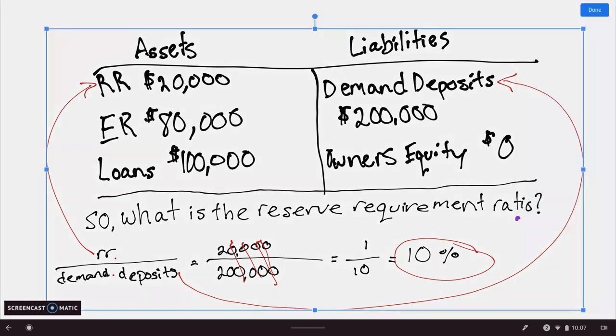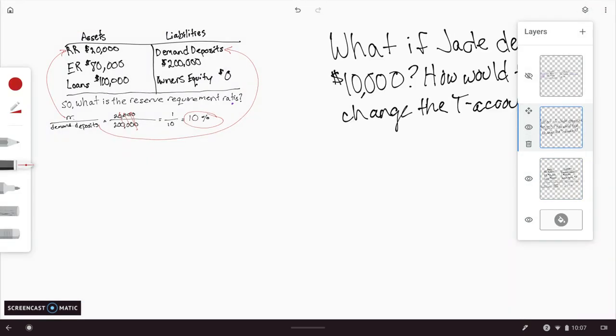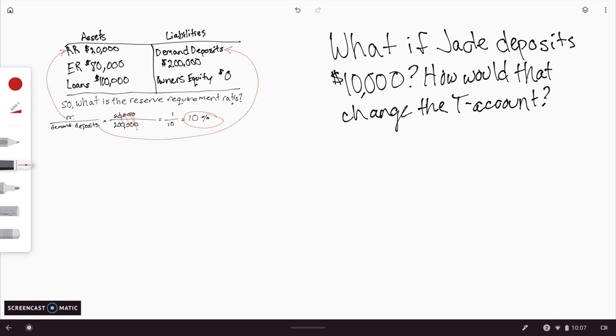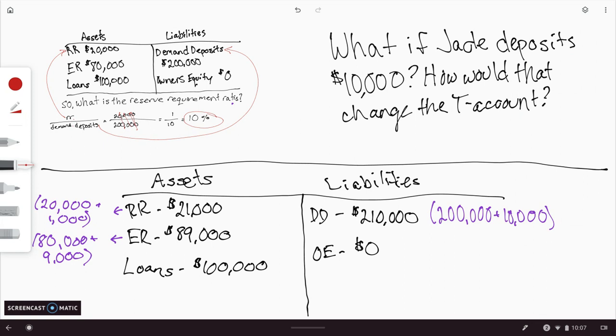So I'm going to minimize this part and we're going to add on this layer. So what if I deposit $10,000, which is completely unrealistic, but we're just going to use it. How would that change the T account? So if we add on our third layer, here is our new T account. Our demand deposits here are going to be 210,000 because 200,000 plus 10,000 gives us 210,000, because I'm depositing that into demand deposits.